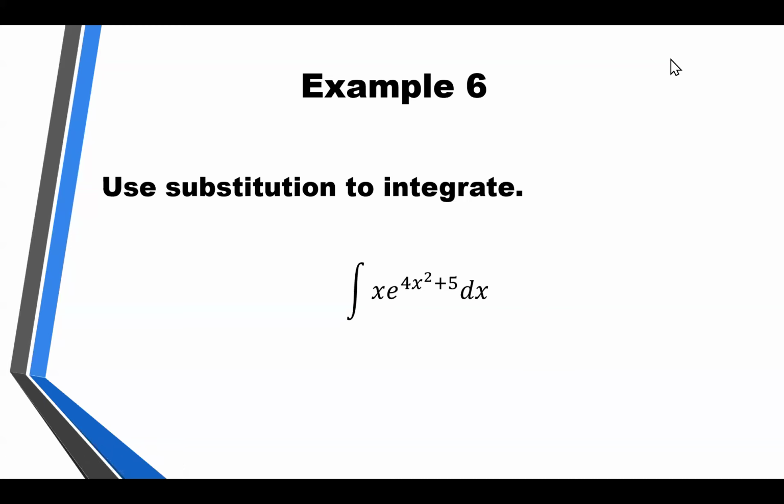Now, not every case of substitution will always be a polynomial raised to a power. That's a common case, but we also could end up with something like this. Let's use substitution to integrate this. We want to integrate e to the 4x squared plus 5 times x with respect to x.